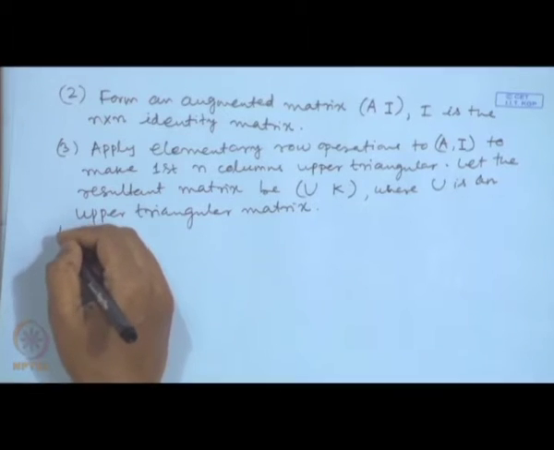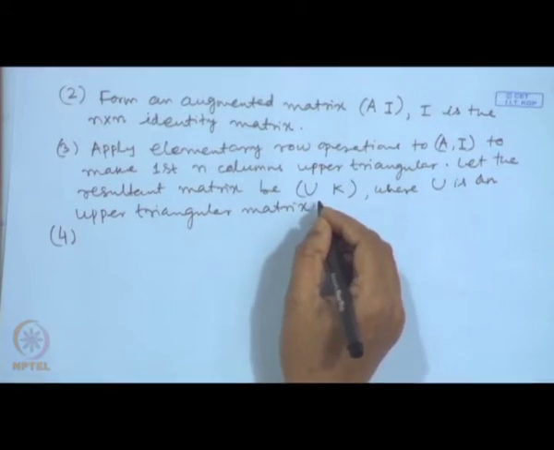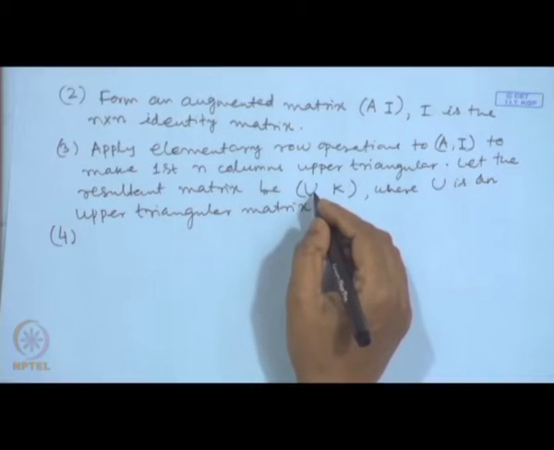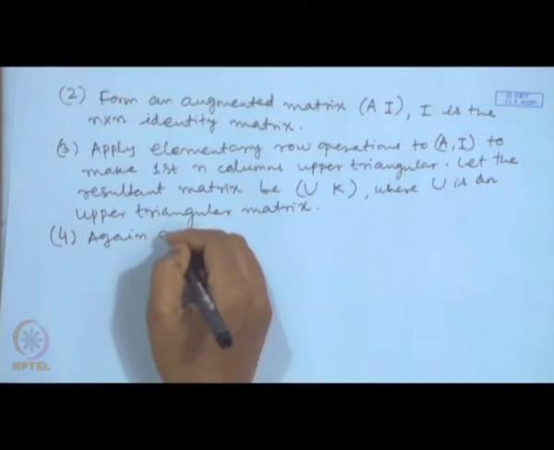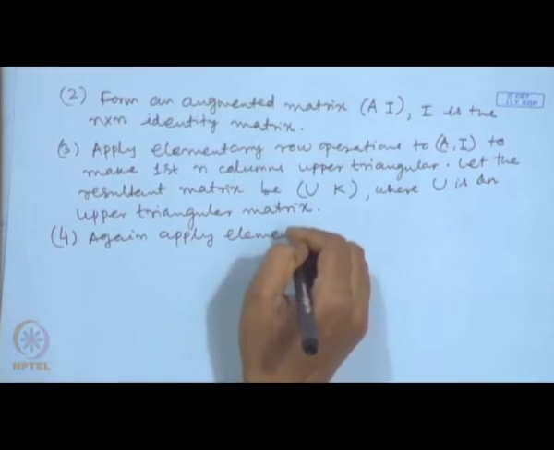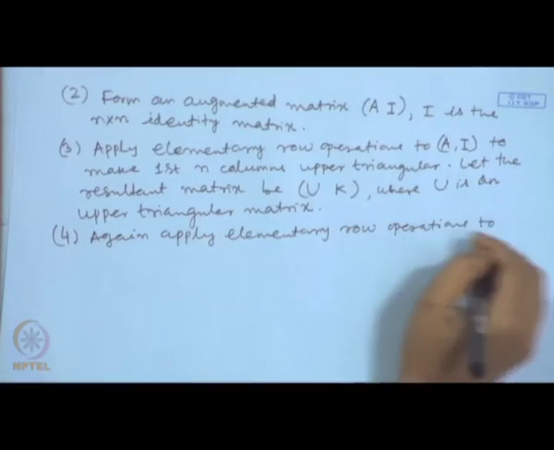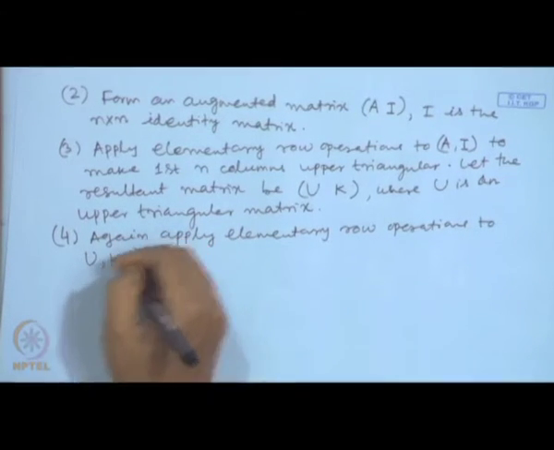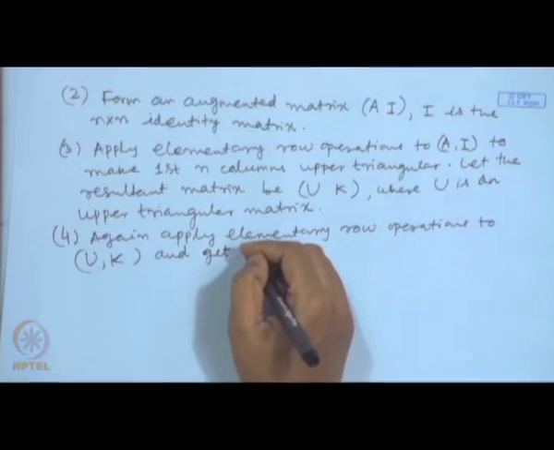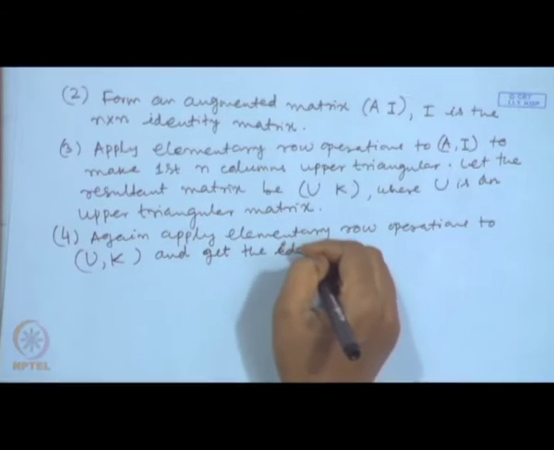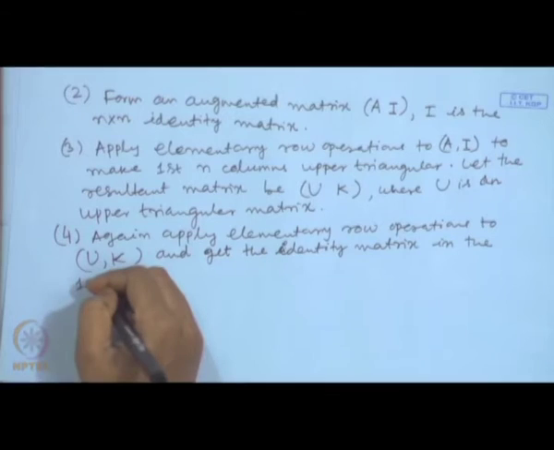Then the fourth step is that again we apply elementary row operations to [U | K] and get the first n columns as the identity matrix. So, again apply elementary row operations to this augmented matrix [U | K] and get the identity matrix in the first n columns.